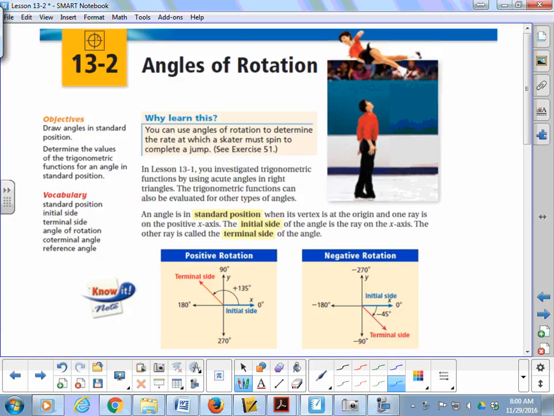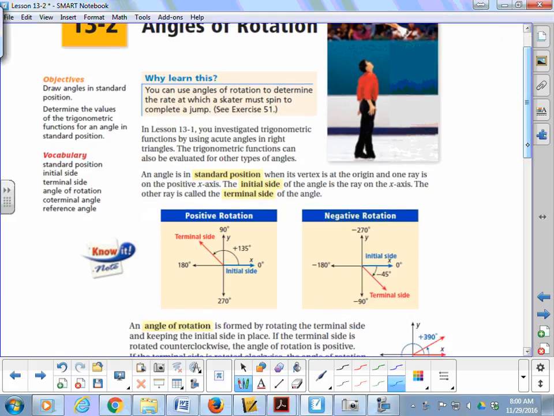We're going to talk about angles of rotation, which means we're going to draw angles in standard position, and then we're going to determine the values of trigonometric functions for an angle in standard position. So we're going to do some sketching of angles.